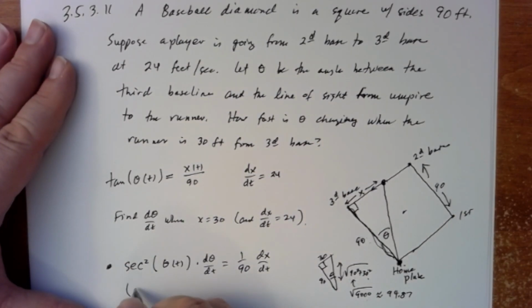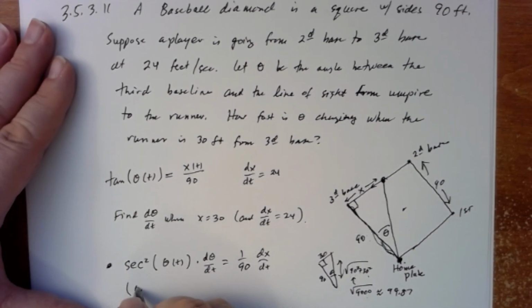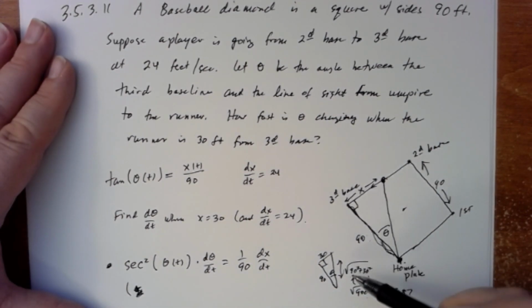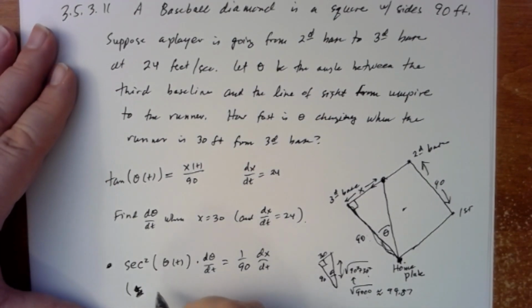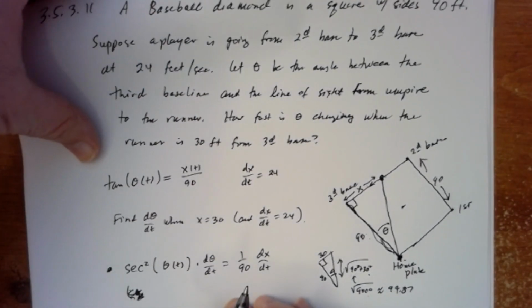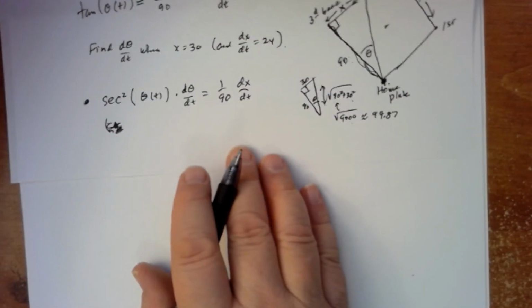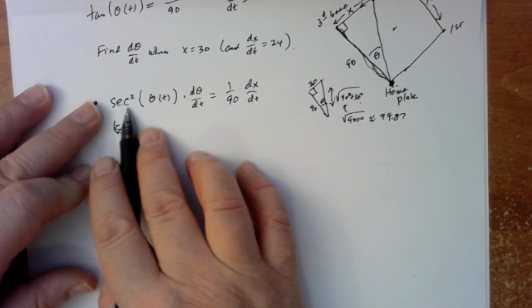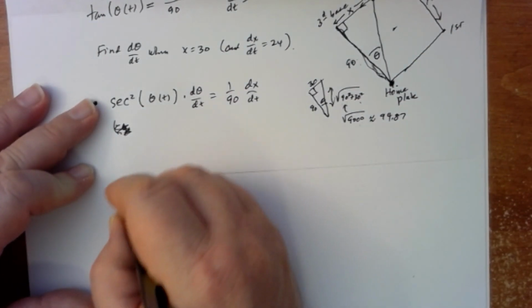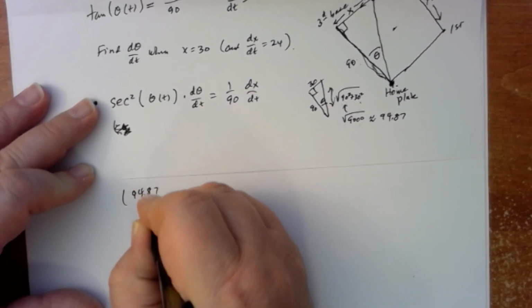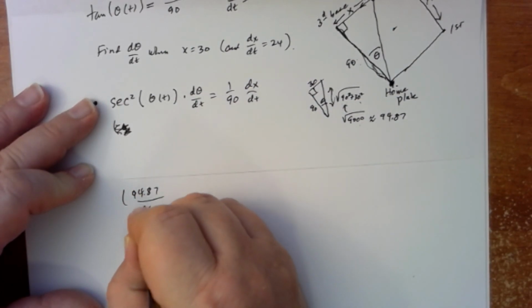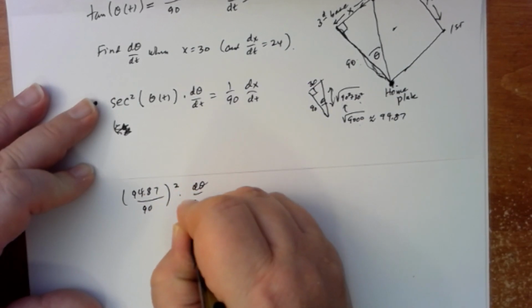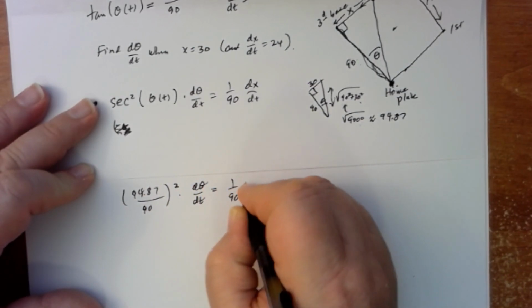That's going to be the 90. What's going to be the secant squared? Secant is hypotenuse divided by adjacent. Okay, I'm going to run out of space down here. Okay, so I'm computing the secant squared of theta now, which is 94.87 divided by 90, squared, times d theta over dt is equal to 1 over 90 times dx over dt.